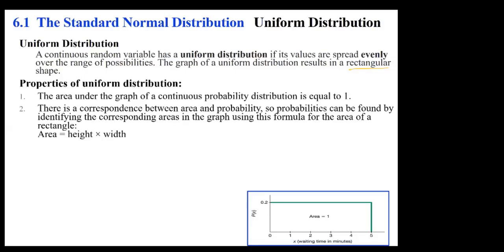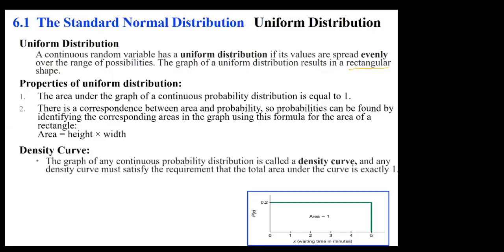Properties of uniform distribution. 1. The area under the graph of a continuous probability distribution is equal to 1. 2. There is a correspondence between area and probability, so probabilities can be found by identifying the corresponding areas in the graph using this formula for the area of a rectangle. Area is equal to height times width.